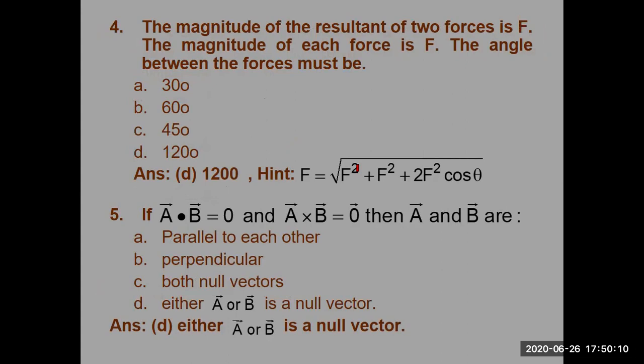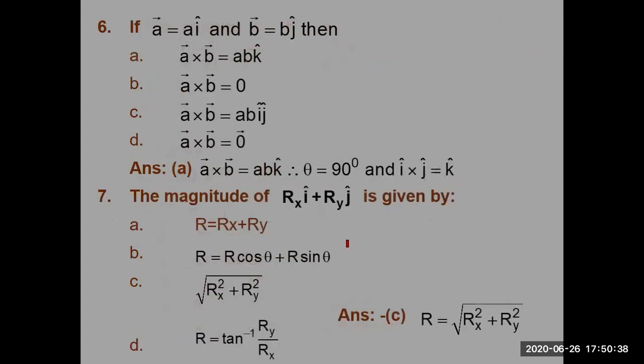Another question: the magnitude of each of two forces is F. Find the angle between the two. This will be the formula used. You will use this formula to find the angle between the two. A dot B is equal to 0 across B, where A and B are vectors. Let's take another example to understand what the cross product is equal to.